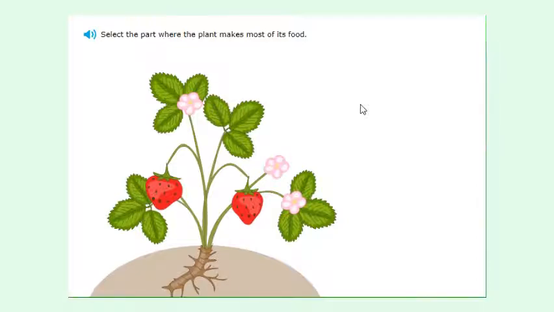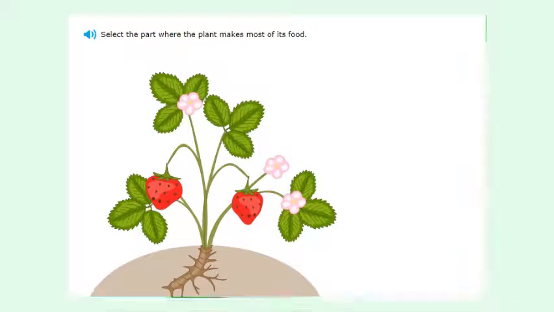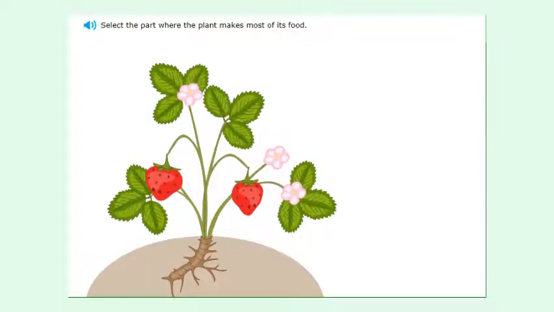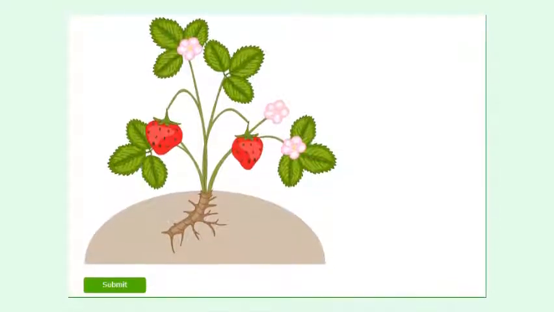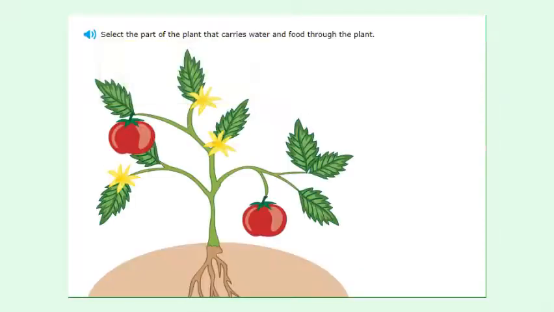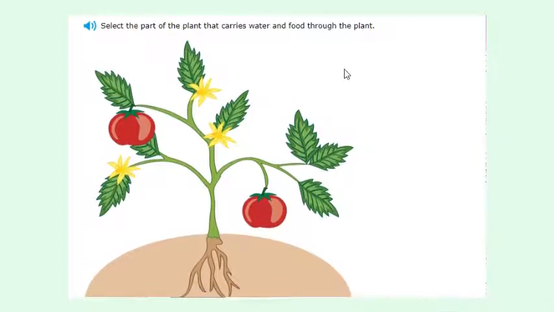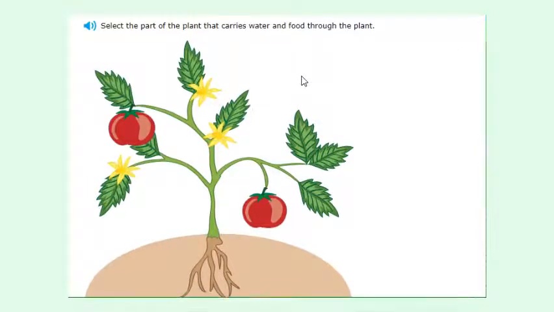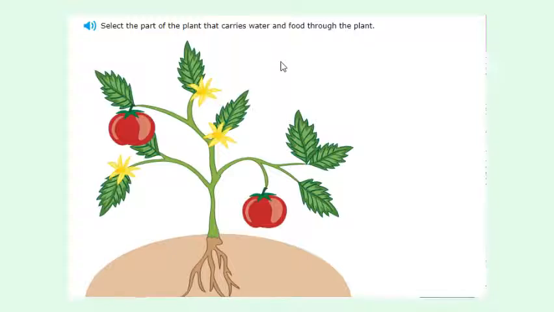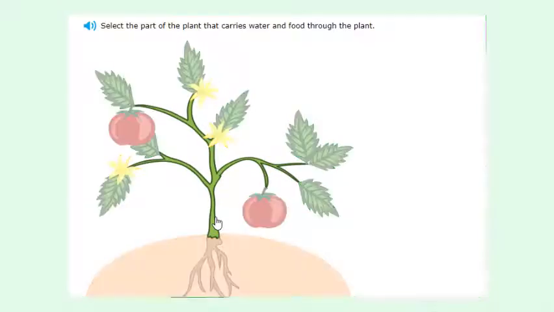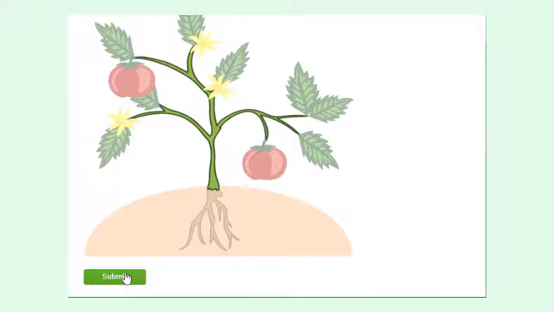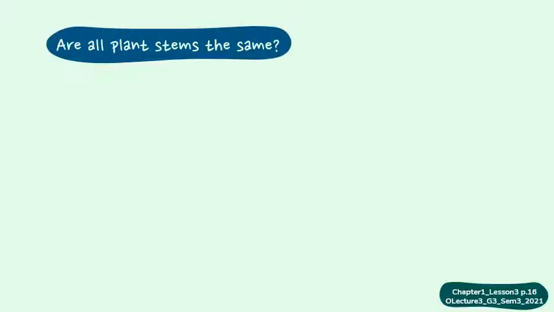Indicate the part where the plant makes most of its food. Where do plants cook? Where do they make their food? In the leaves. Excellent. Leaves catch sunlight and take in carbon dioxide to make food. Select the part of the plant that carries water and food through the plant. So water and food pass from the roots in the stem, through the stem to the other parts of the plant. So there are two types of leaves, but what are different types of stems that plants have?